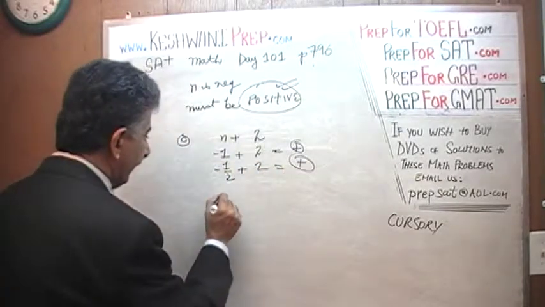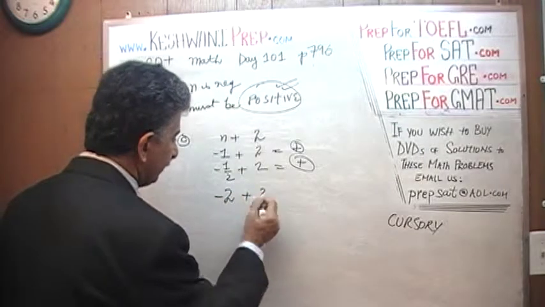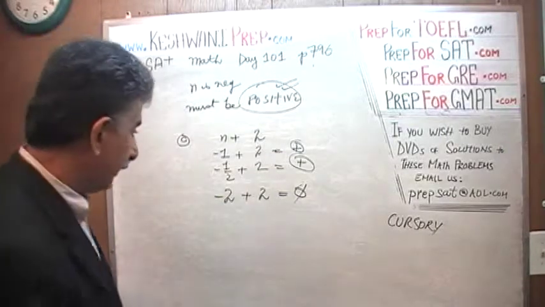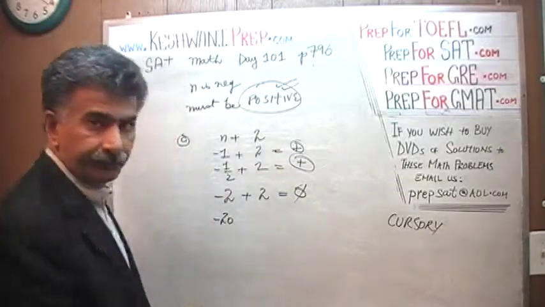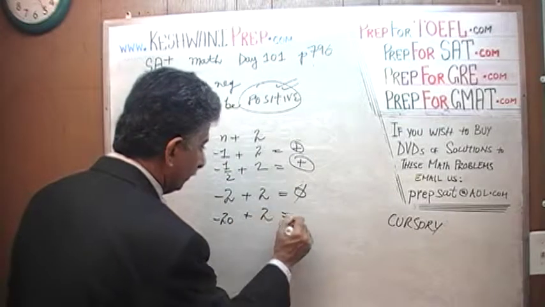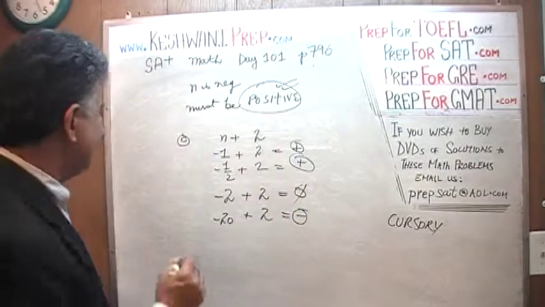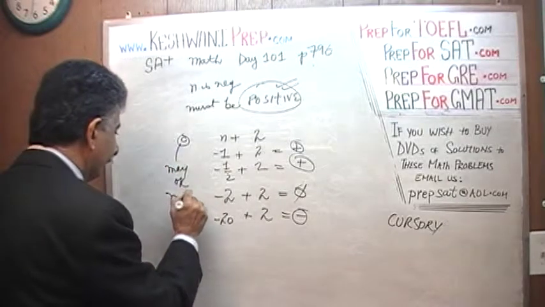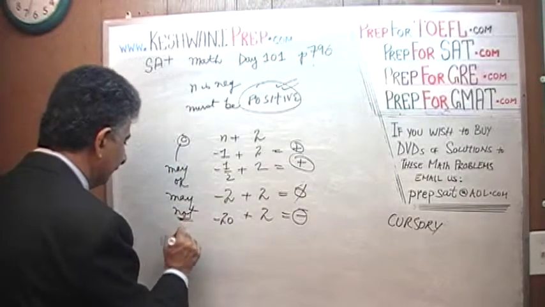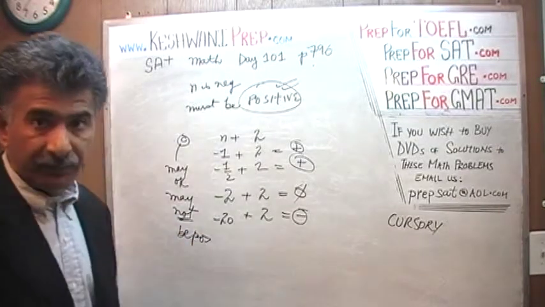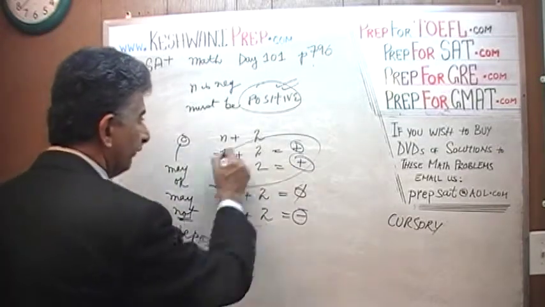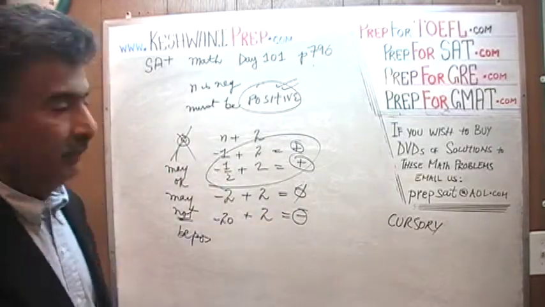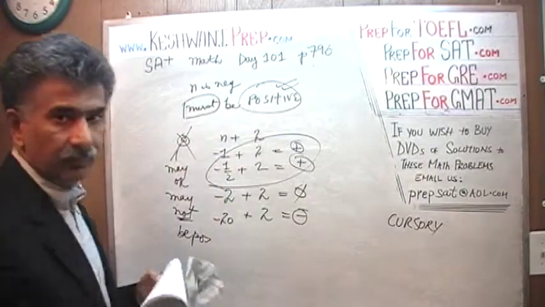But what happens if n is negative 2? If n is negative 2, then negative 2 plus positive 2 would be a big fat 0. It is no longer positive. What happens if n happens to be negative 20? Negative 20 plus a 2 will be negative. So C is something that may or may not be positive. It may be positive, as we saw here, or it may not be positive. No, we're looking for something that has to be positive, that must be true.